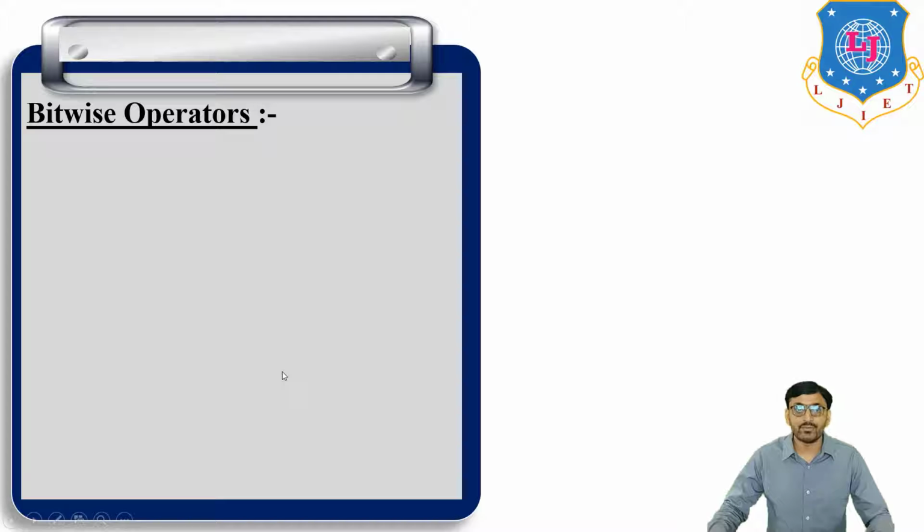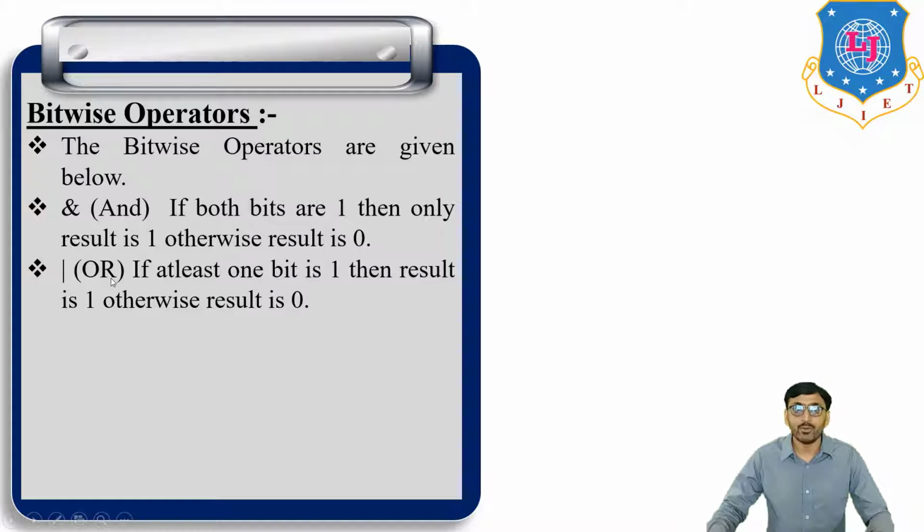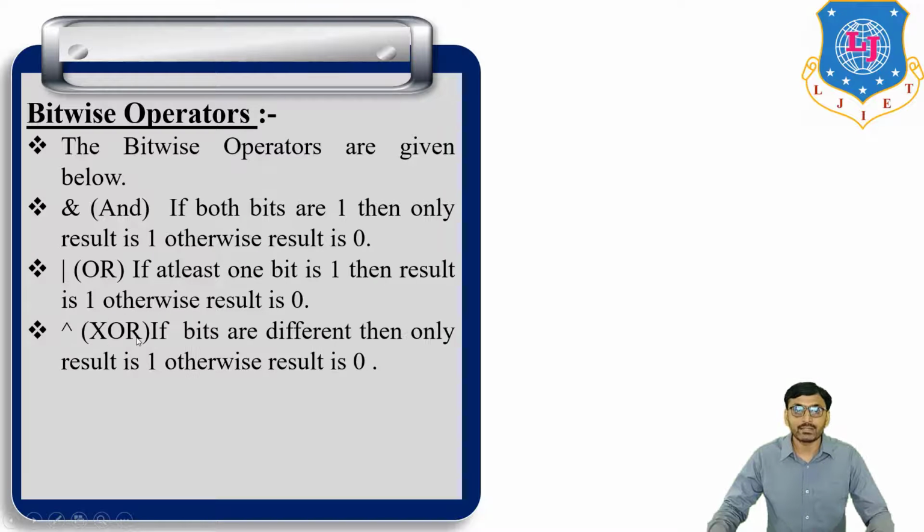In this lecture, first one, bitwise operator. The bitwise operators are given below. First one, AND: if both bits are 1, then only the result is 1. Otherwise, the result is 0. Then OR: this symbol is used for OR. If at least one bit is 1, then the result is 1. Otherwise, the result is 0. XOR: this symbol is used. If the bits are different, then only the result is 1. Otherwise, the result is 0.